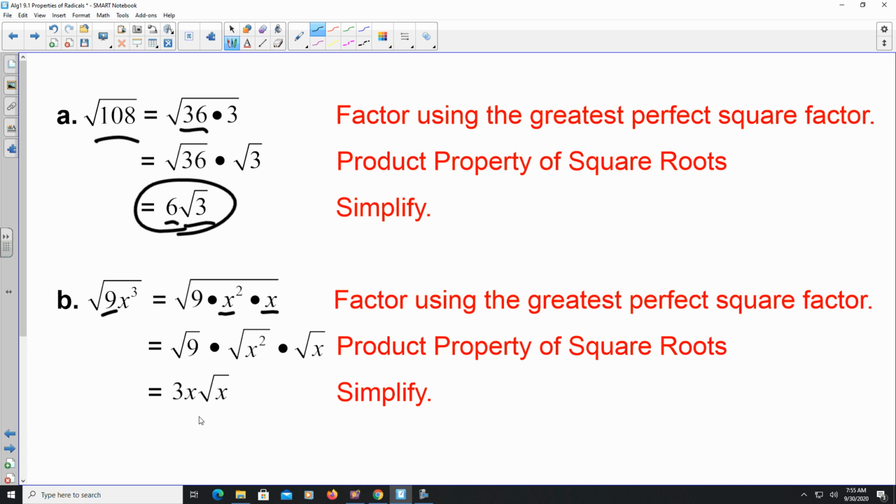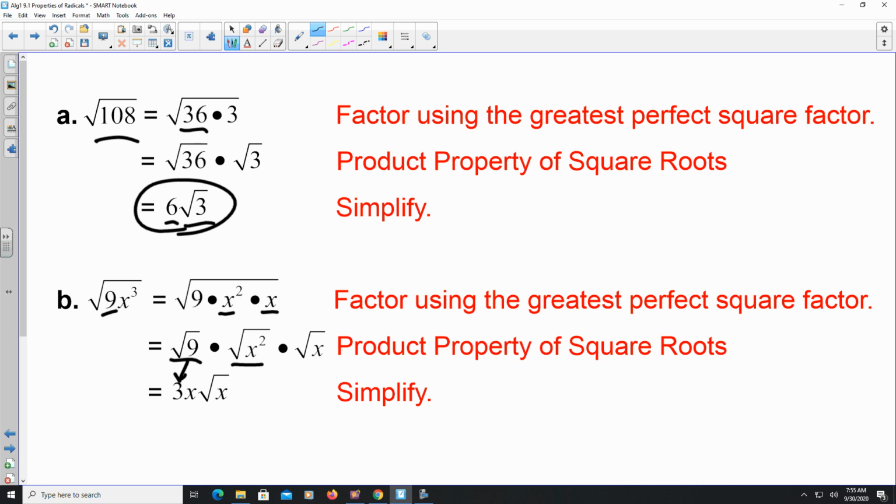If this was already an even number, you wouldn't have to deal with anything. So all what happens here is it gets broken up into the square root of 9 times the square root of x squared times the square root of x. The square root of 9 and the square root of x squared are two values that are going to be placed on the outside of the radical, outside of the square root. Square root of 9 is 3, and the square root of x squared is simply x because these two cancel each other.